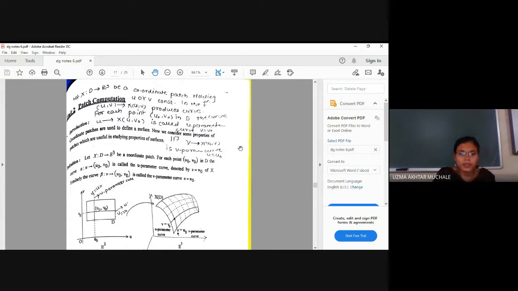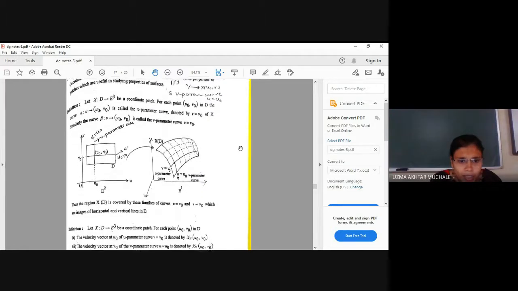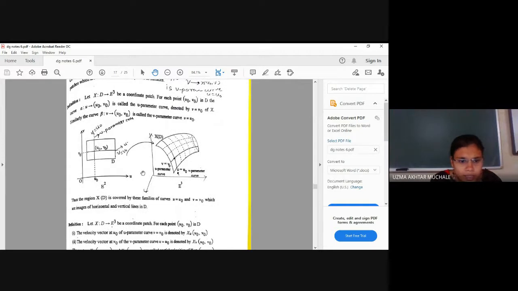So these are two definitions of our patch computation. So actually, now x of D is covered by the family of lines u is equal to u naught, v is equal to v naught, which are images of a horizontal and vertical line. Now let me explain you in detail. What you have to do is first take a line u is equal to u naught. If you fix a u naught, what will be the change? There is a change in the variable v. We change the variable v and we fix u equal to u naught.